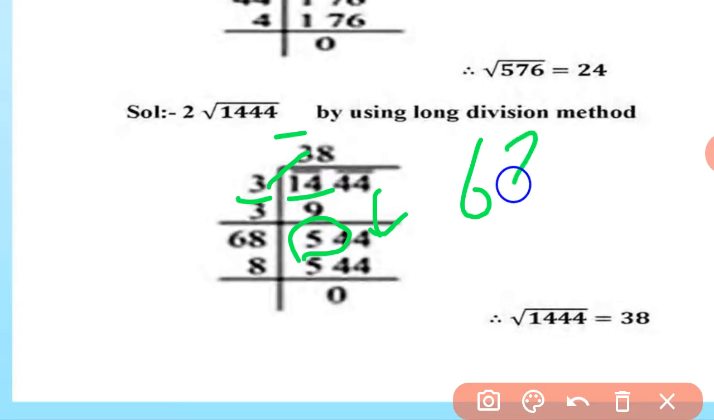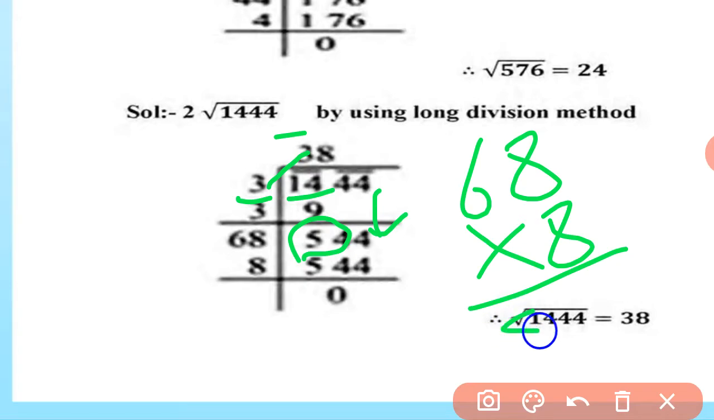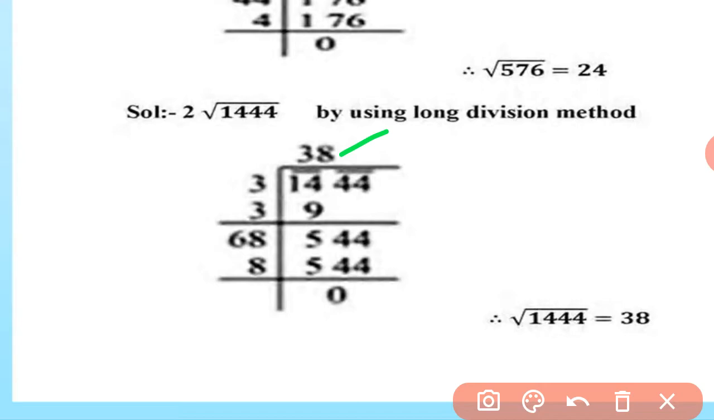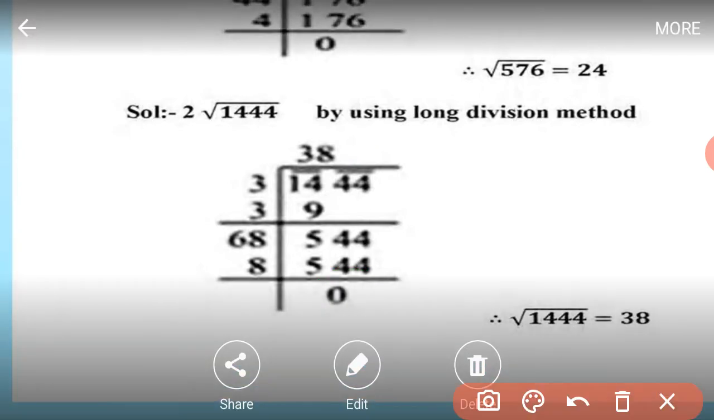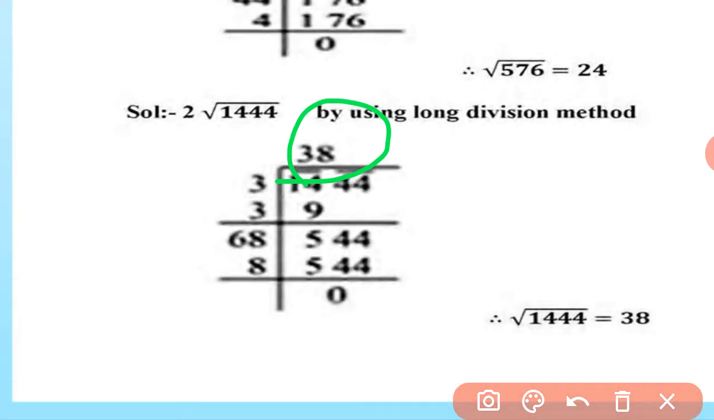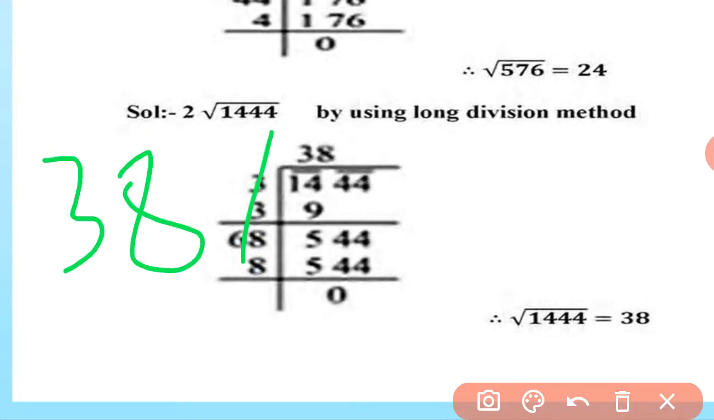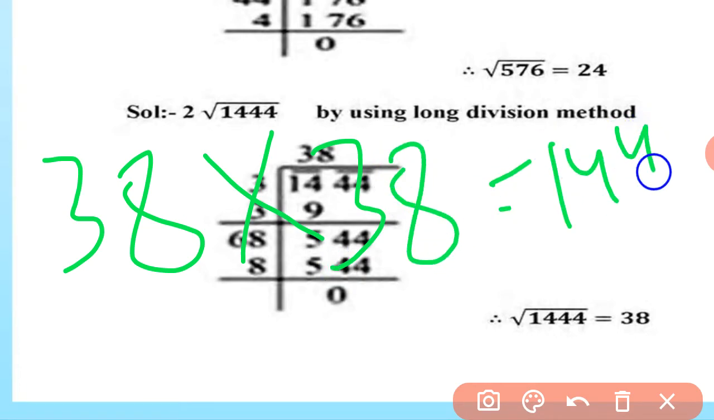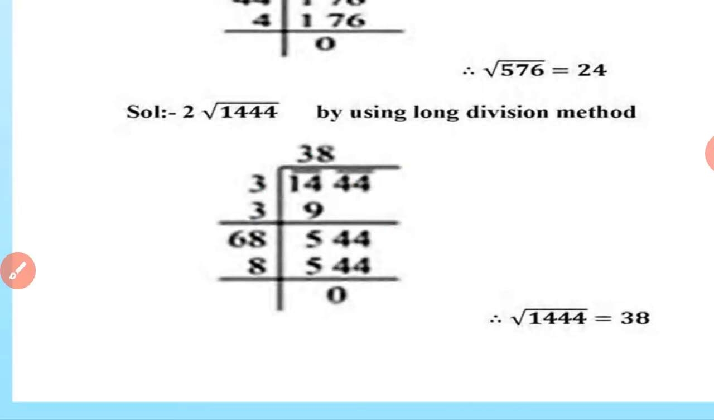Now with 6 we will write 8 and we will multiply it by 8. So here it will be 544. So we can write 8 here and 544 here. By subtracting, it will be 0. So that means the answer will be 38. So we can say that the square root of 1444 will be equal to 38, or 38 into 38. When we multiply 38 by 38, it will be equal to 1444. So this will be the answer.